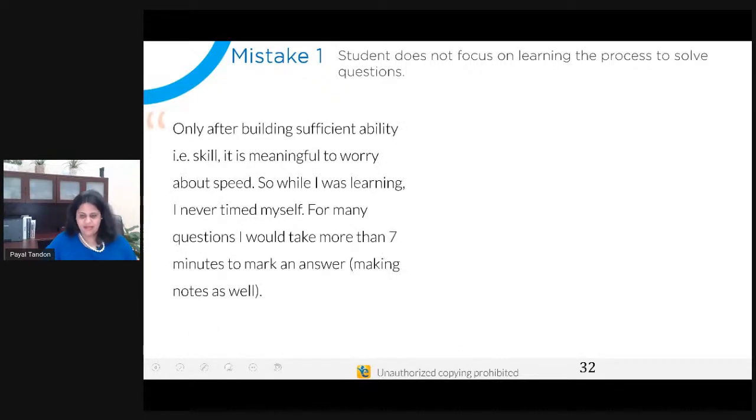Now, the next thing is, there are two more quotes. This is a success story of Gotham. Only after building sufficient ability, that is skill, is it meaningful to worry about the speed. He says, right, spot on. So while I was learning, I never timed myself. For many questions, I would take more than 7 minutes to mark an answer. Again, he was making notes as well. So again, as you're learning, you will take longer.